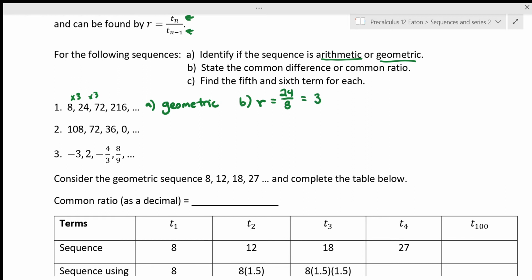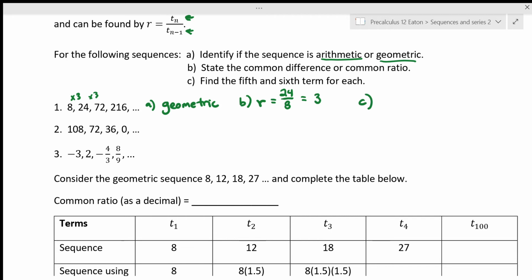So a lot of you may be able to just determine it by looking. You know 8 times 3 is 24. You may know 24 times 3 is 72 as well. However, there may be geometric sequences where it's a little bit more difficult to find the common ratio just by looking at it. For example, if it involves fractions or decimals. So it is important to remember that we divide to find the common ratio.